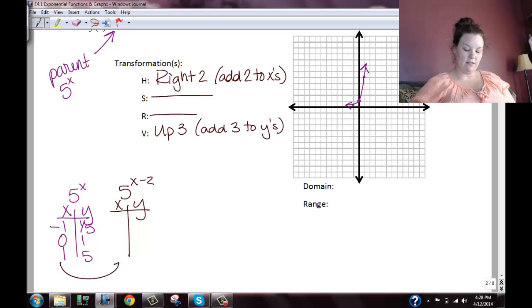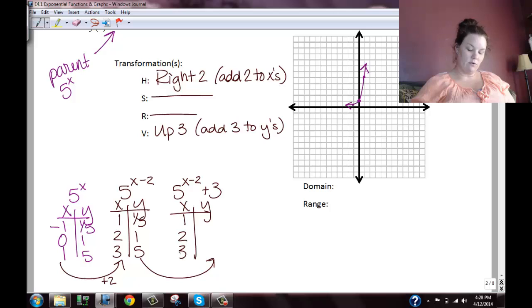So now it looks like 5 to the x minus 2. To move it right 2, I'm going to take my parent chart, take its x's, and add 2 to them. So -1 plus 2 is 1, 0 plus 2 is 2, 1 plus 2 is 3. My y's stay the same, 1/5, 1, and 5. And then I'm going to move the whole thing up 3 by adding 3 to my y's. So my x's stay 1, 2, 3. When I add 3 to my y's, 1/5 plus 3 is 3 and 1/5. 1 plus 3 is 4. 5 plus 3 is 8. Okay, so this is my finished chart.